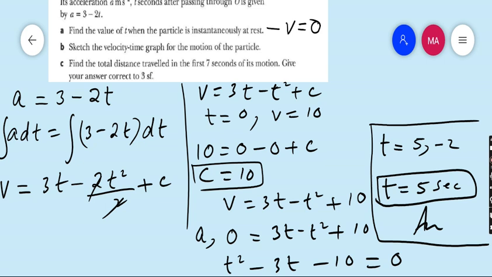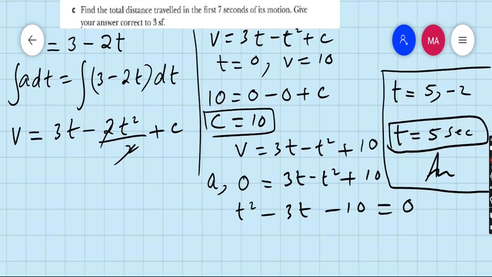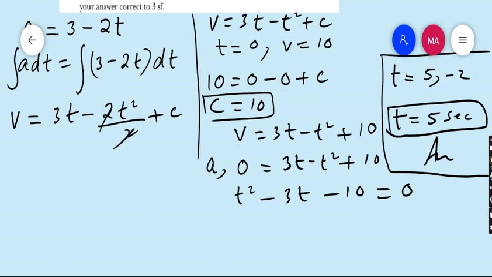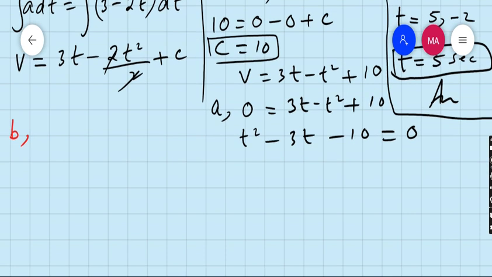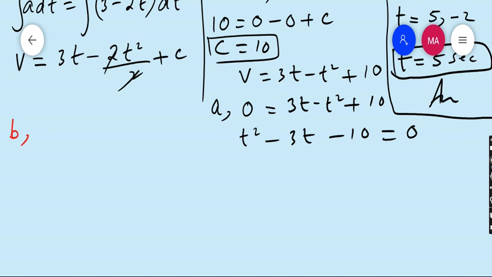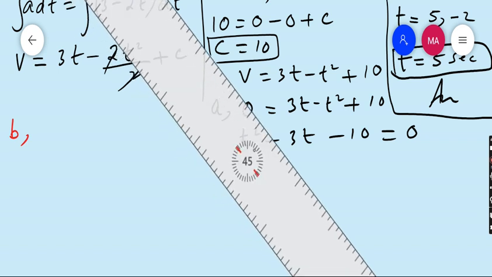Now move to part B. Sketch the velocity time graph for the motion of the particle. Very easy question. In order to sketch the graph, sketch means no need of graph paper, but you have to draw at least the x and y axes with the help of pencil and scale, just like I am drawing.